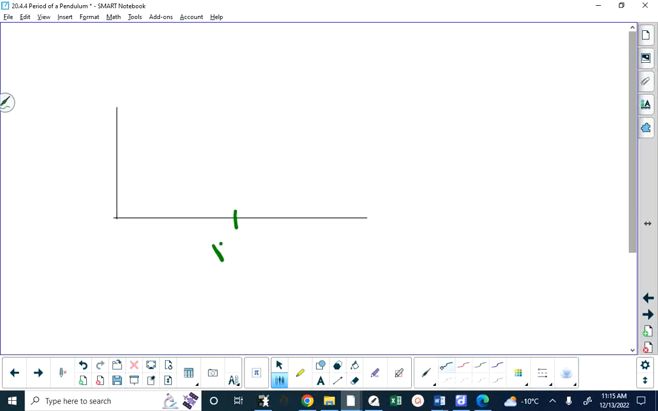If this is the equilibrium position, and this is the location of the amplitude on one side, and this is the location of the amplitude on the other side, you can say x equals negative A and positive A if you like, but that's not the point. I'm not going to draw a spring on here. I'm simply going to put the box or the mass.